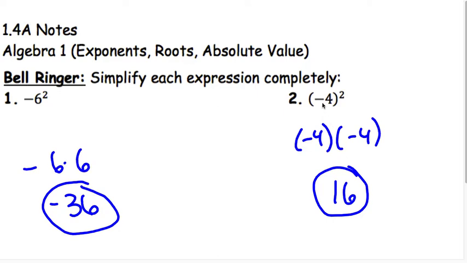And the difference here is this example 2 has parentheses around the negative 4. So the squared sees everything, and it means there's two copies of negative 4. So negative 4 times negative 4 is positive 16. Okay, so I just wanted to go over that. That's one common mistake that I see a lot.